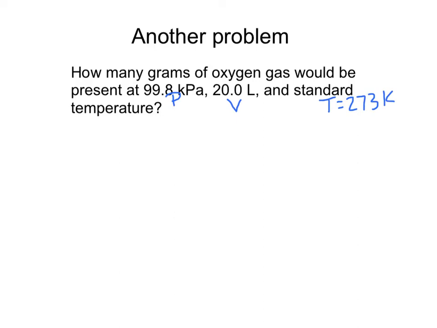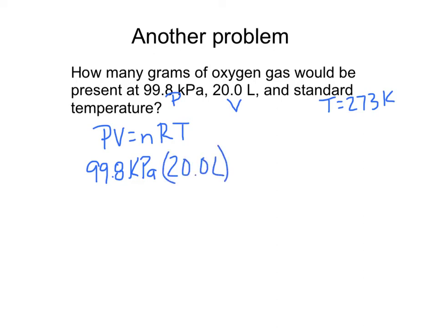And so I'm going to plug this into my ideal gas law, which is PV equals nRT. My pressure is 99.8 kPa. My volume is 20.0 liters. And n, I don't know what n is. It wants me to find grams, which is not n, but I can get grams from moles. And then my R is going to be in the kPa, which is 8.314 liter kilopascals per mole Kelvin, and my temperature is going to be 273 K.